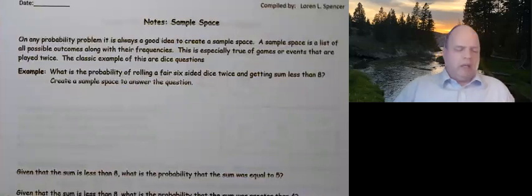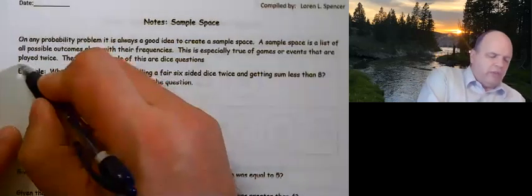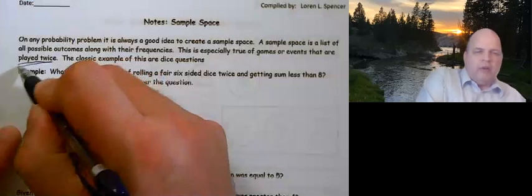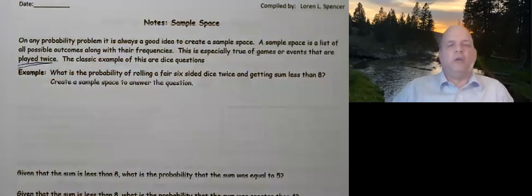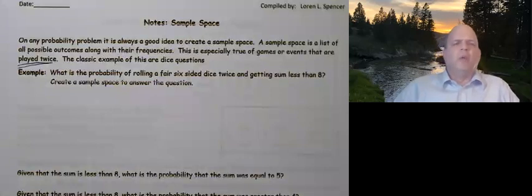And by the way, one of the key things that lets you know whether you need to do it, if you have to play something twice, I mean, I don't care who you are, you really need to consider making a sample space. So the classic example are the dice questions where you're rolling two dice. So what's the probability of rolling a fair-sided dice twice and getting the sum less than 8?